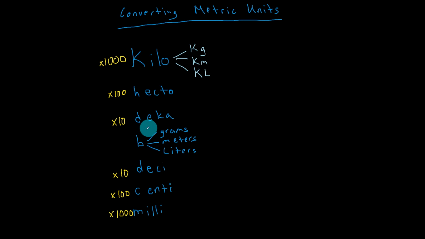Well, earlier I stated that deca, hecto, and kilo, these sets of units are larger than the base set of units, and deci, centi, milli, they are smaller than the base set of units. Let's go over and draw some arrows real quick. Arrows on here.